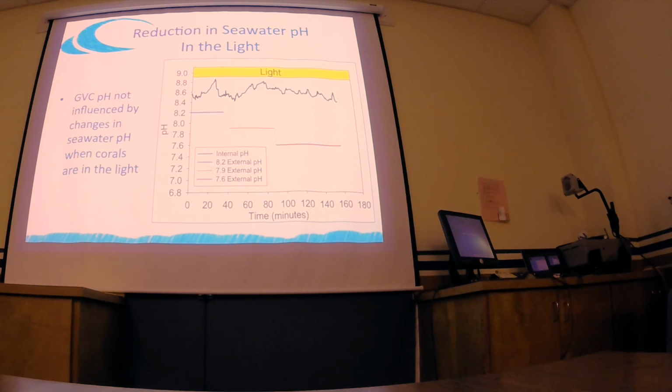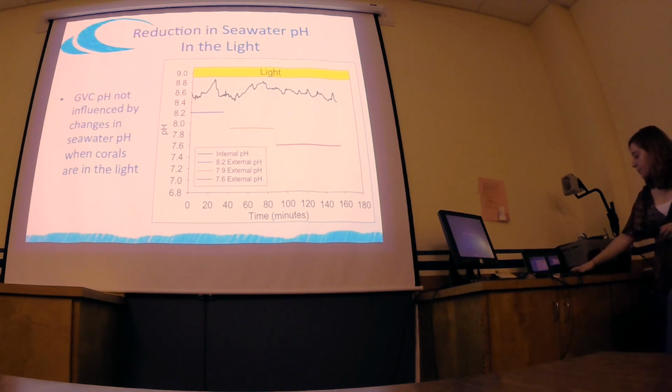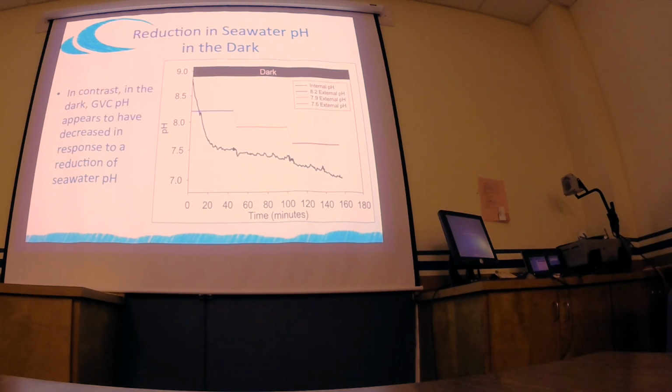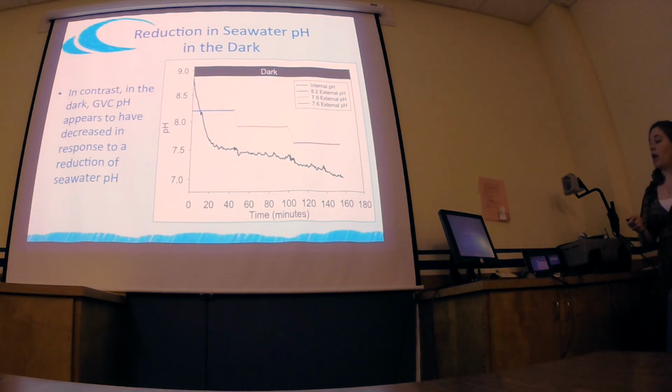And afterwards I analyzed this, and it does not appear that the external pH reduction has any significant influence on the GBC pH. However, when this was performed in the dark, I saw that as I reduced the pH, it appeared to also reduce the GBC pH. And this is the only run I was able to do in the dark. So I'm not positive on this, because as you can see, this value here in the 8.2 was around 7.5, and after the entire experiment it got down to about 7.